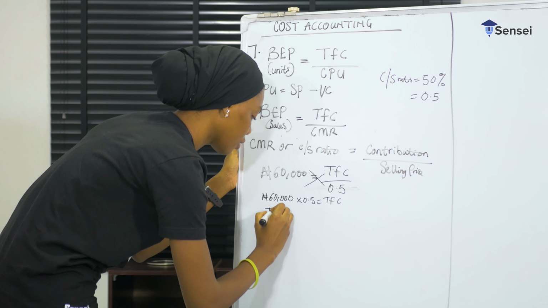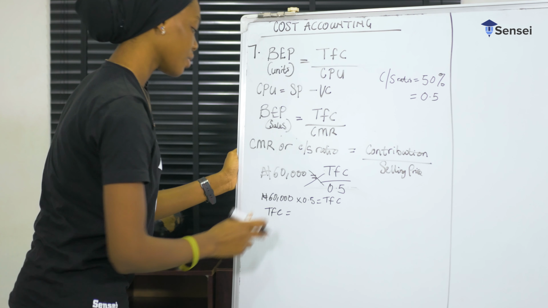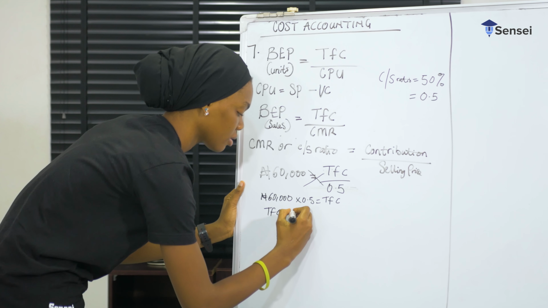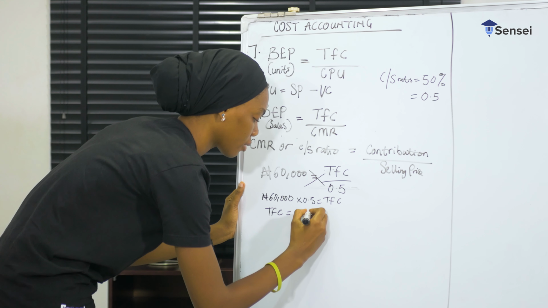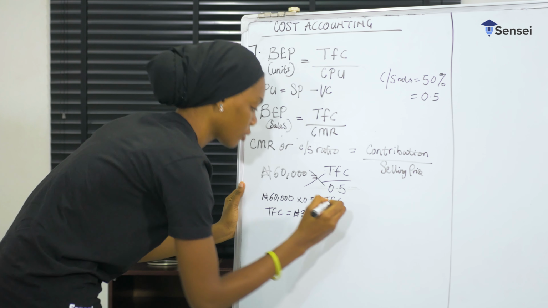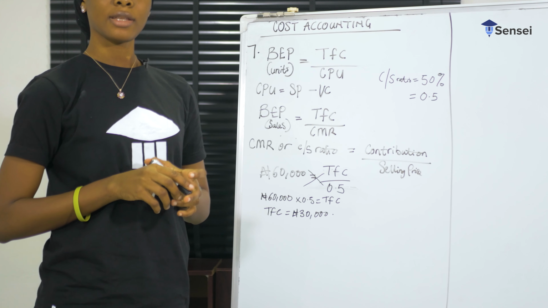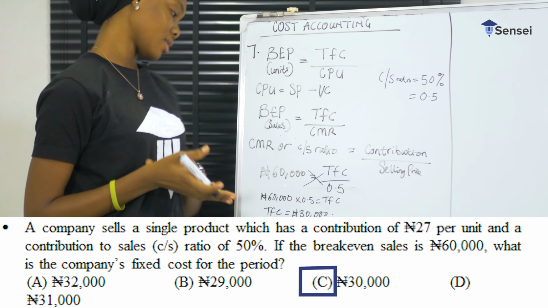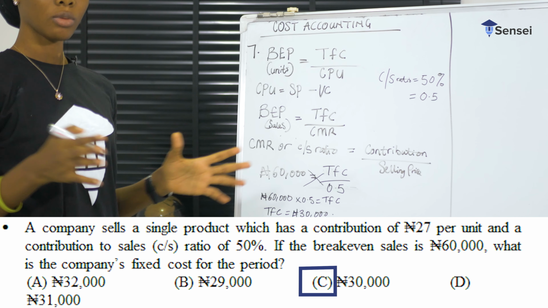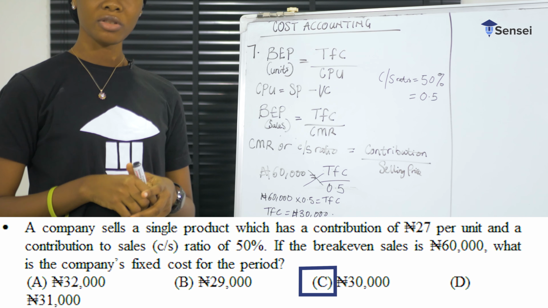So our total fixed cost will be 0.5 times 60,000, which will give us 30,000 naira. So the answer to this question is C, 30,000. That's the total fixed cost for the period. So let's move on to the next question now.